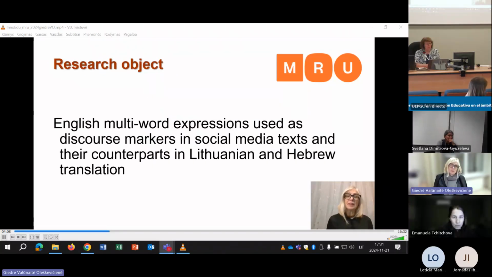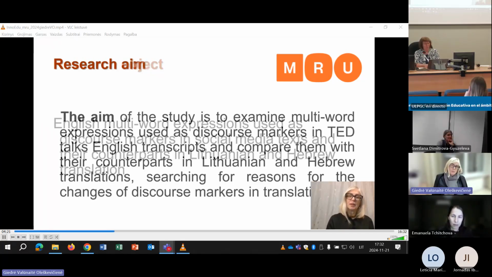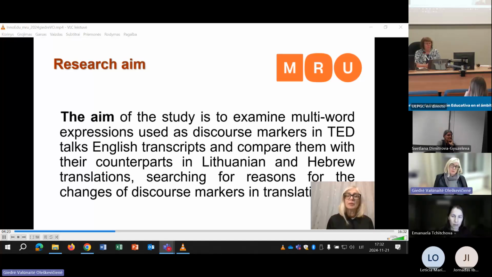So naturally, the research object is English multi-word expressions used as discourse markers in social media texts and their counterparts in Lithuanian and Hebrew translation. The aim of the study is to examine multi-word expressions used as discourse markers in TED Talks English transcripts, and compare them with their counterparts in Lithuanian and Hebrew translations, searching for reasons for the changes of discourse markers in translation.